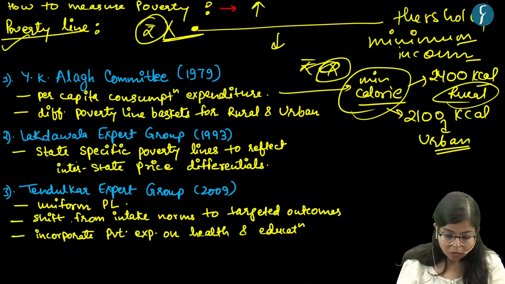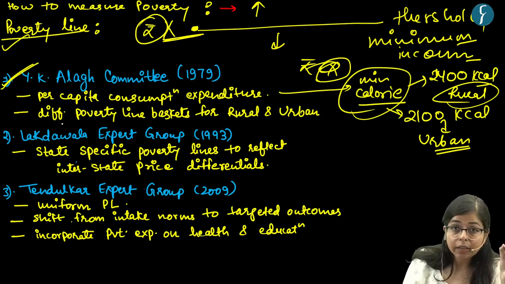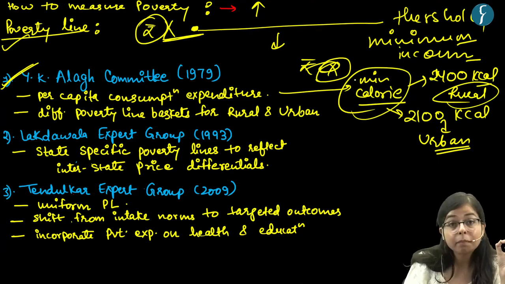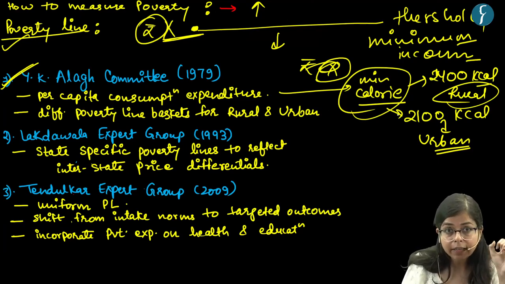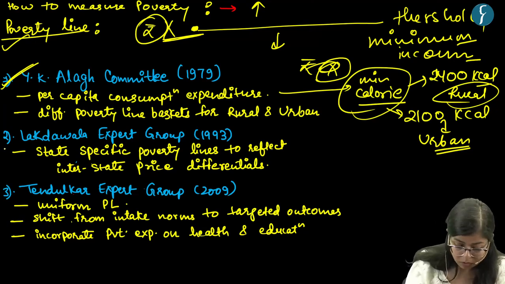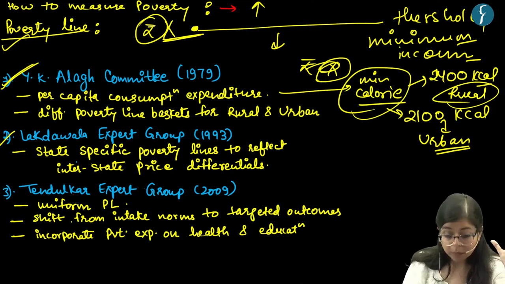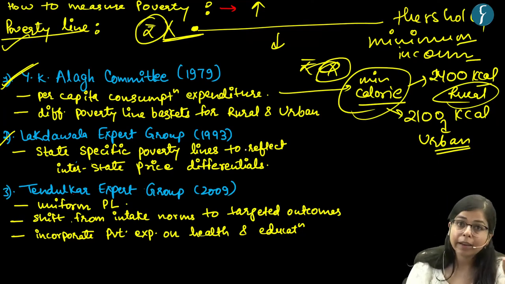So our takeaway from this committee is that it was the first estimate to define the poverty line in the country. It was based on the minimum calorie intake in the country, right? And there were different poverty line baskets for rural India as well as for urban India. Okay, so these were the minimum calorie intake norms. Now, the second such attempt was made by the Lakdawala expert group in the year 1993.